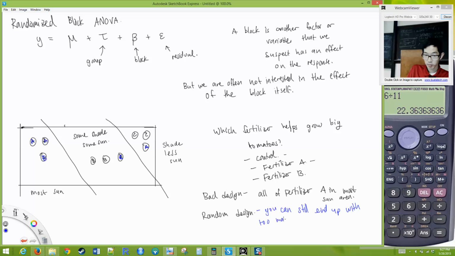Okay, so here we do a random block design. We would make sure that you have A, B, C over here, A, B, C over here, and A, B, C over here. You make sure each treatment is properly represented in each block. Each treatment is equally represented in the blocks.